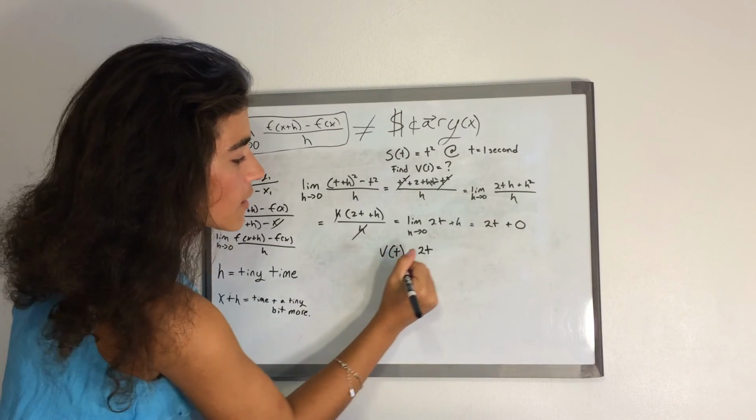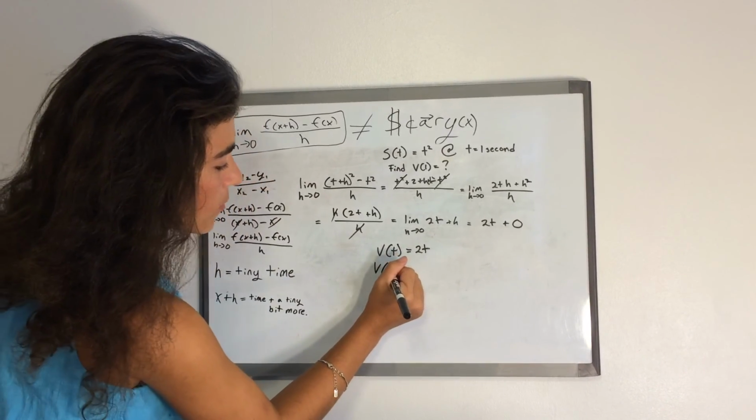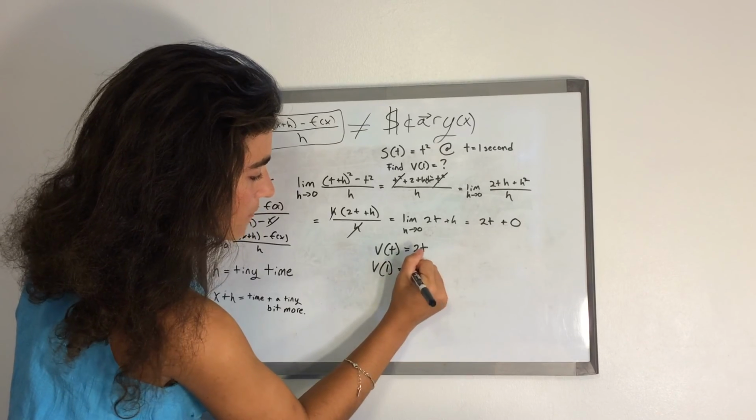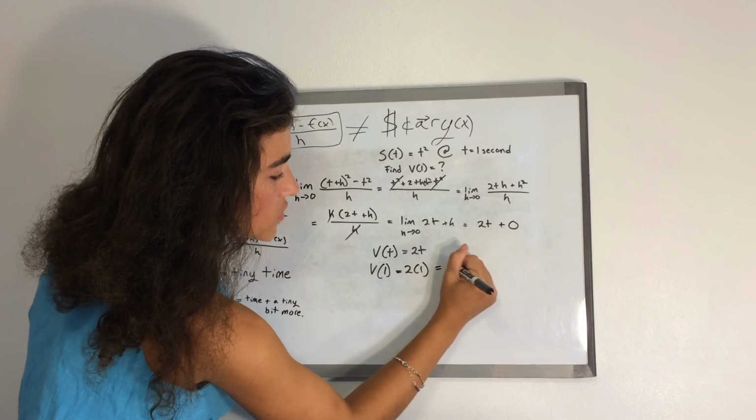position equation. All we have to do now to find the velocity at 1 second is put in 1 second for t, which leaves 2 meters per second.